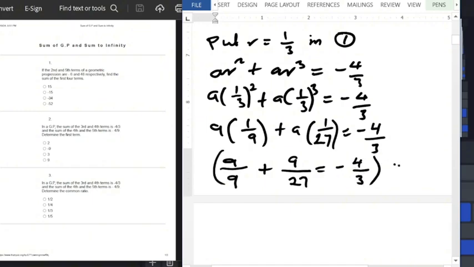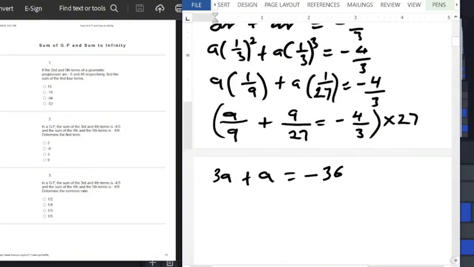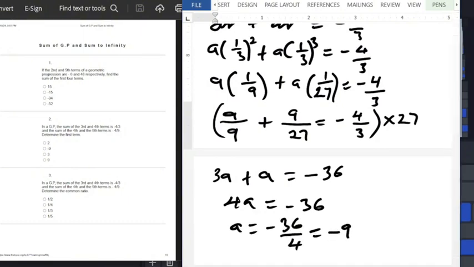So multiply through by 27. We now have 9 into 27 over 9 is 3, so we have 3a plus 27 over 27, that's a, equals 3 times 9, multiplied by 4, minus 36. So we now have 4a equals minus 36. So a equals minus 36 over 4, which equals minus 9. So a is minus 9, which is number 2, option B.